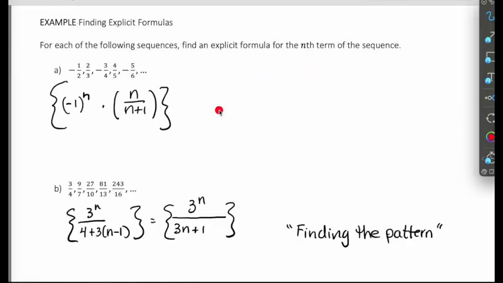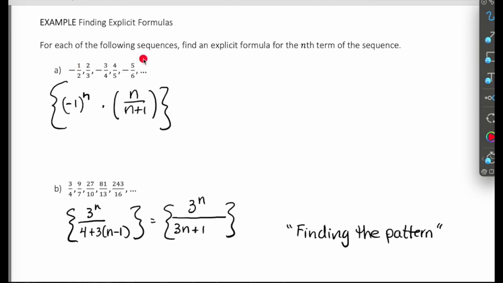All right, looking at our first example, finding explicit formulas. Now, this is a key word here. Explicit means if I plug in a value for n, I'm going to directly find the value for that term, as opposed to a recursive sequence, which we're going to look at pretty soon.